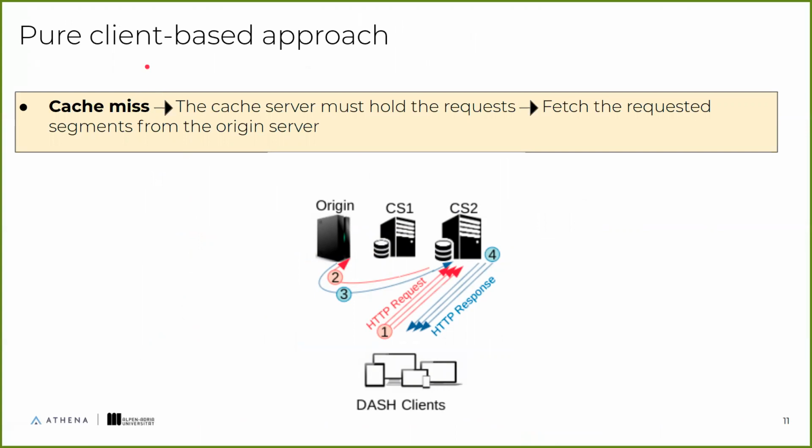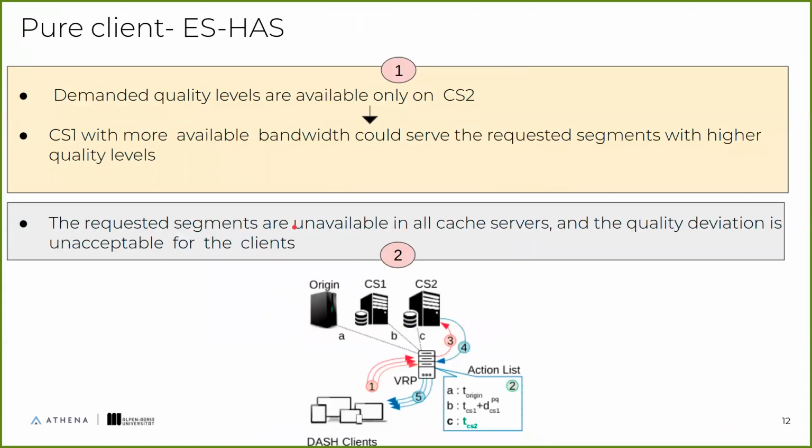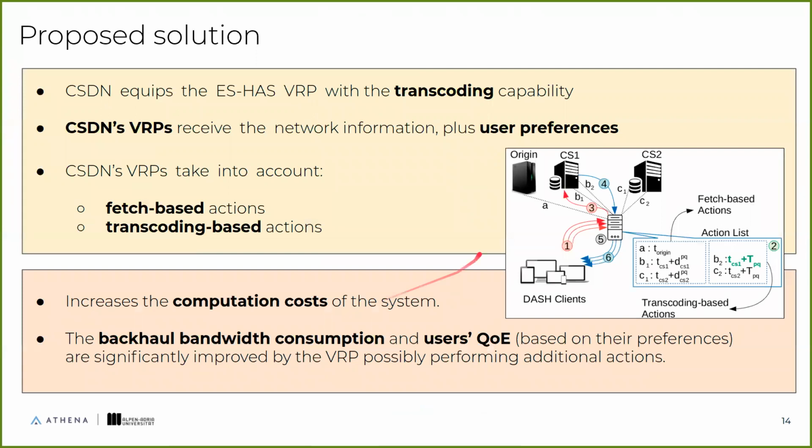What happened during cache miss for pure client-based systems? We should just fetch the requested quality from origin server. But imagine the requested segment is unavailable in any cache servers, and the replacement quality as a better quality is not acceptable from the client. Again, we should fetch from the origin server. We encounter negative phenomena like buffering, also wasting the backhaul bandwidth. So we propose CSDN to remedy this problem.